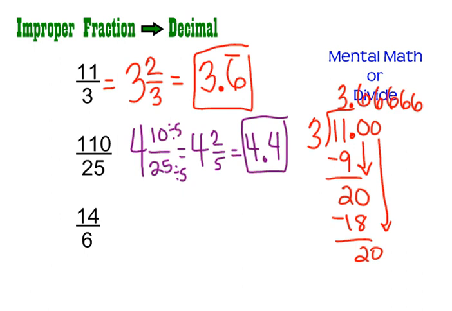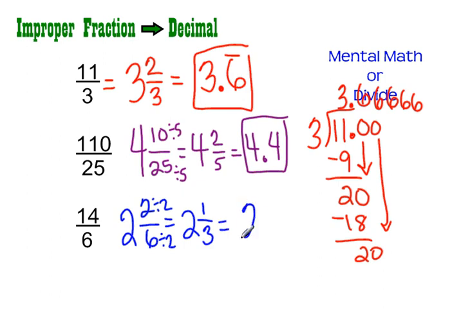Let's check this last problem. 6 goes into 14 2 times. 6 times 2 is 12, but I was trying to get to 14. So that must mean I have 2 pieces left over, and the denominator is 6. I can reduce 2/6 if I divide by 2. 2 divided by 2 is 1. 6 divided by 2 is 3. Oh, one more question you already know the answer to. 1/3 is 0.3 repeating.